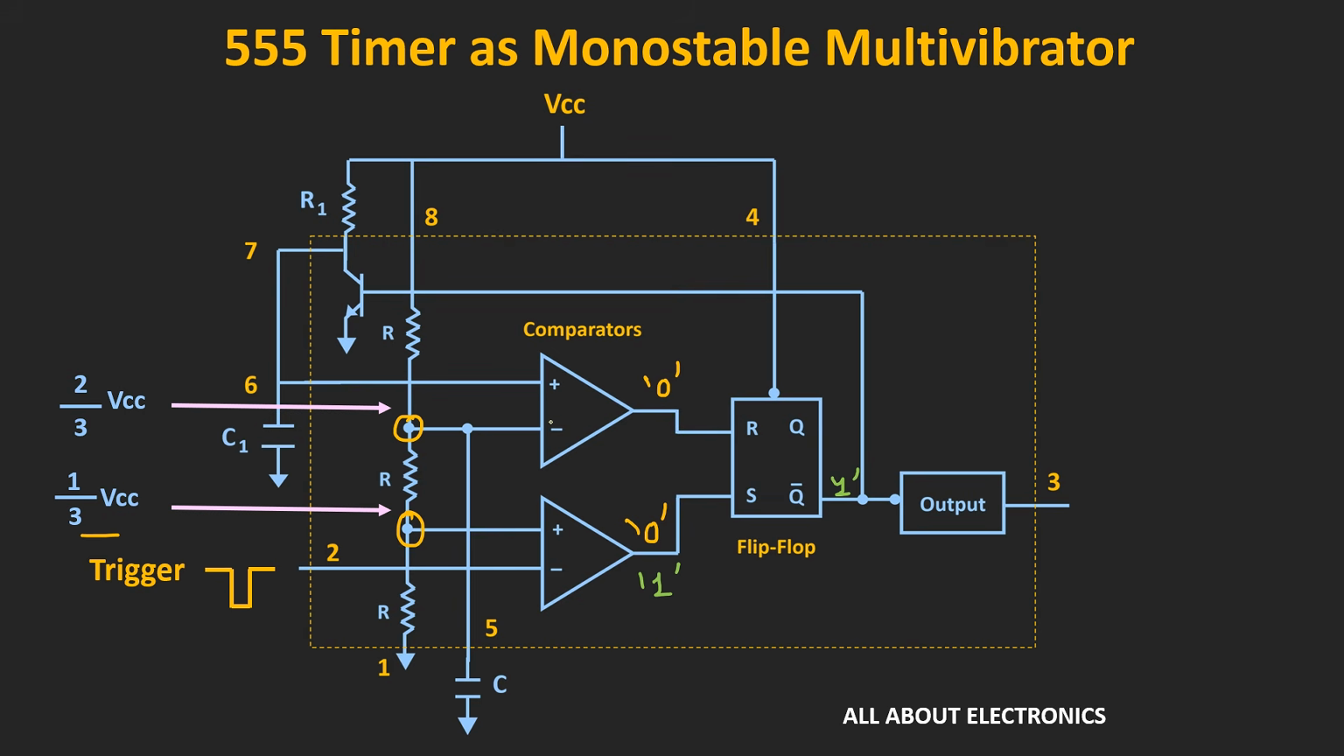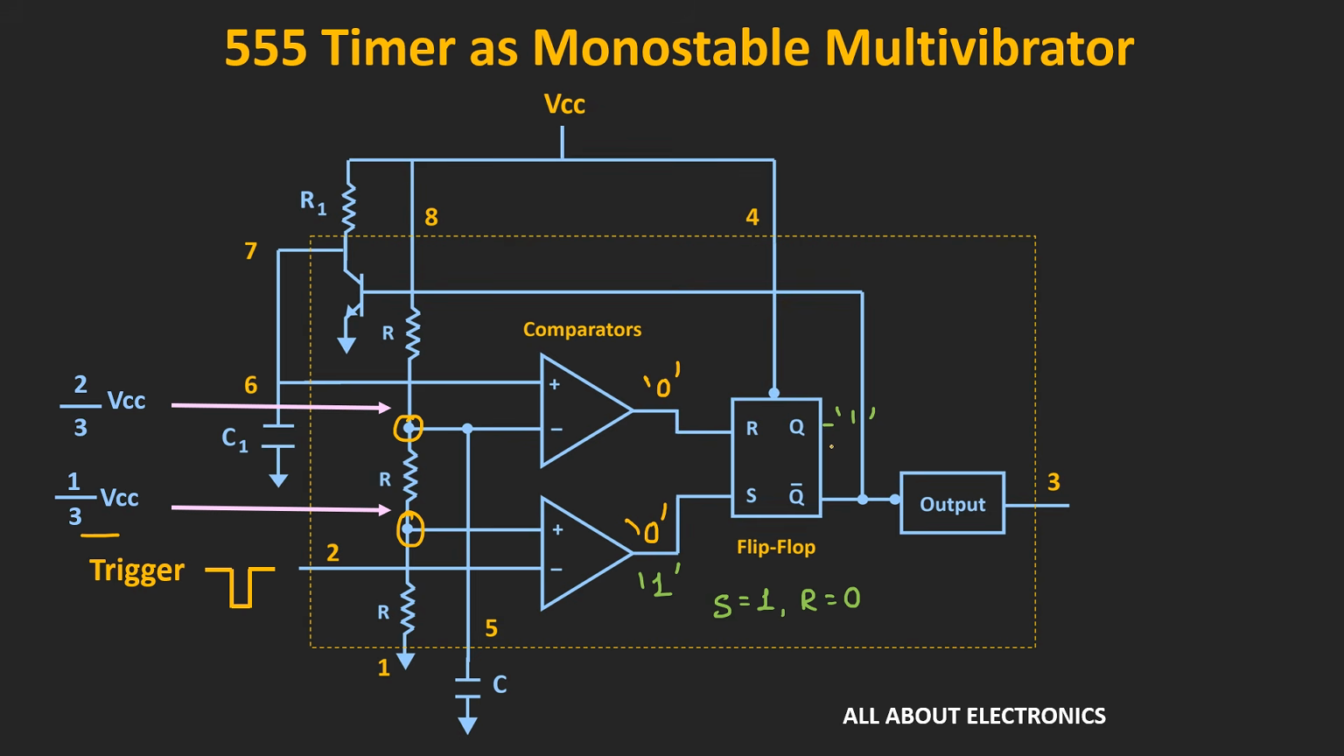So the output of the first comparator will remain at logic 0. So during the triggering action, if you see, S is equal to 1 and R is equal to 0. It means that we can say that this flip-flop will get set to logic 1. And whenever this flip-flop output is logic 1, at that time the output of the 555 timer will also get set to logic high.